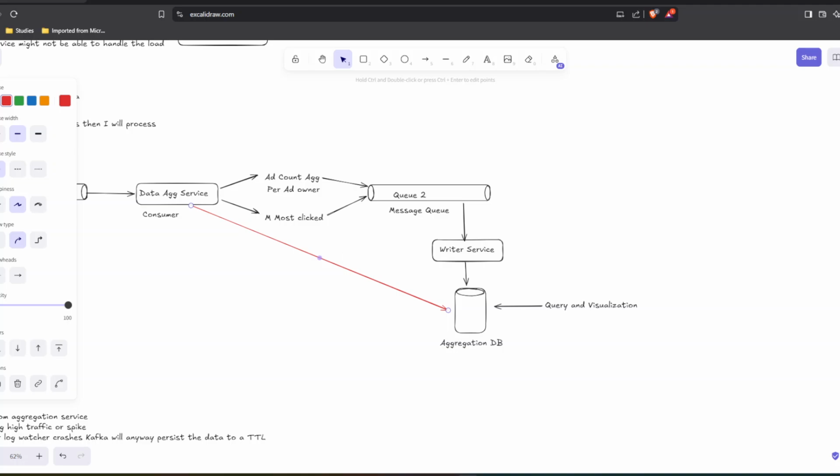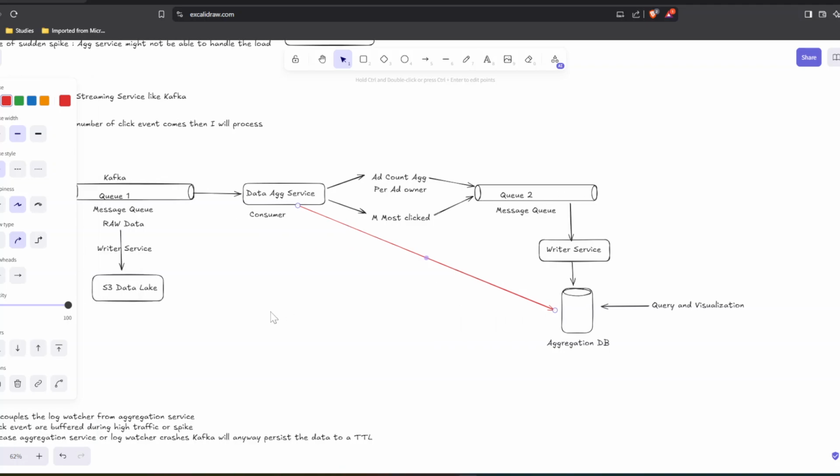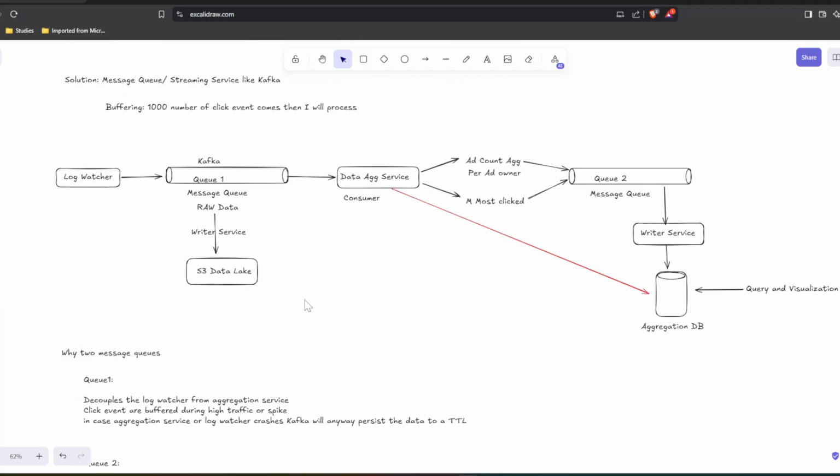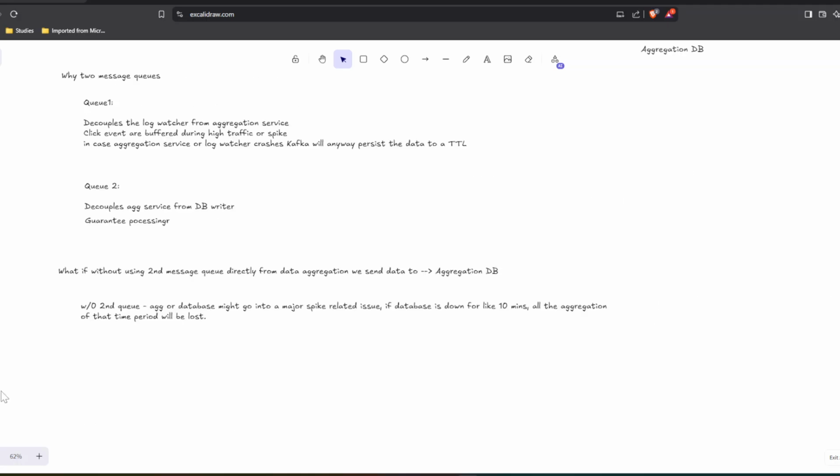Okay, so now we kind of get the idea of what kind of database is to be used, and why we are going to have the streaming layer or the message queuing layer and different streaming layers over here. Okay, so let's circle back a little bit into what database we selected.